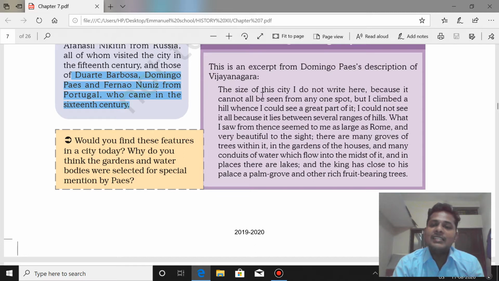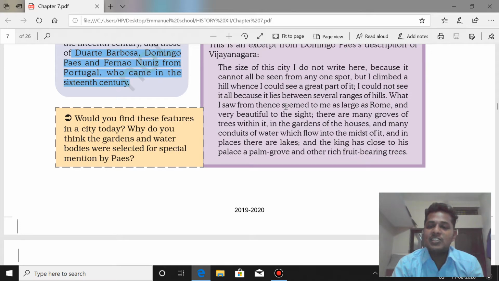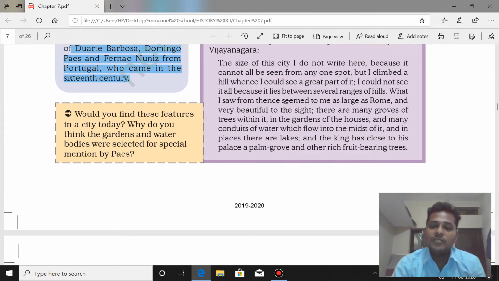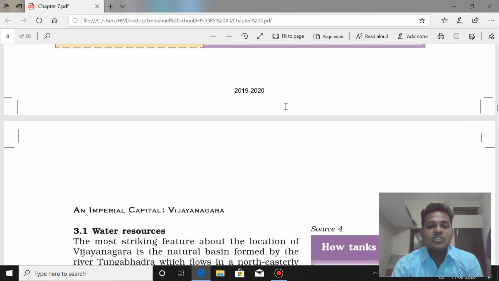He says that the size of this city I cannot describe clearly because it cannot be seen from any one spot. It is a very big city, as large as Rome and very beautiful inside. Please read this source.